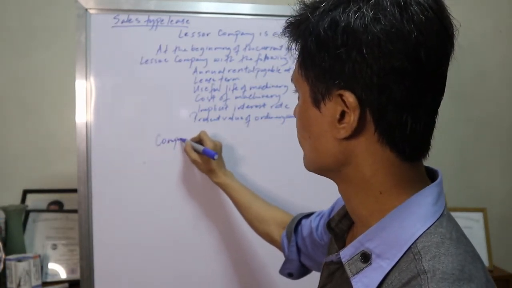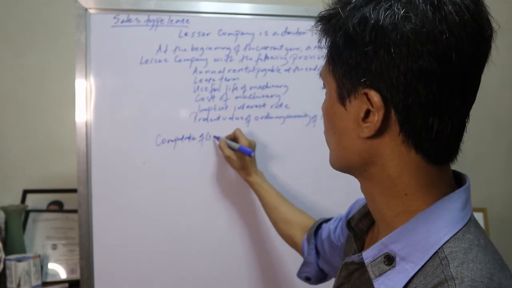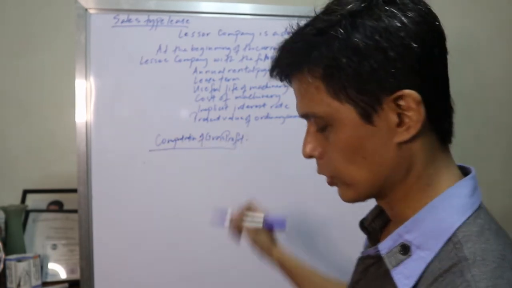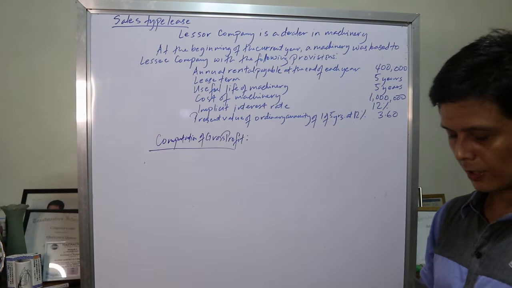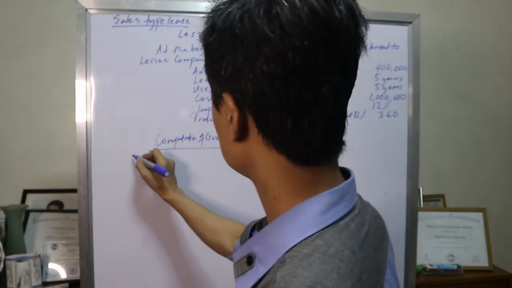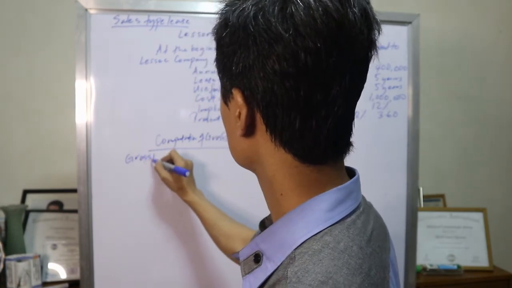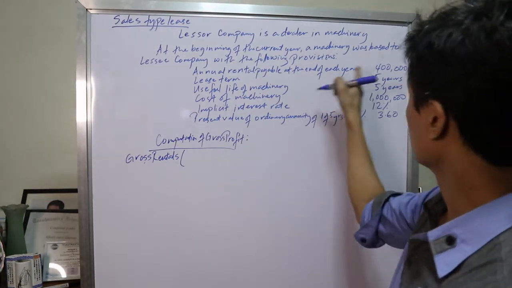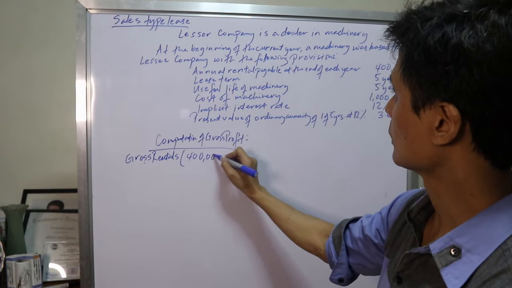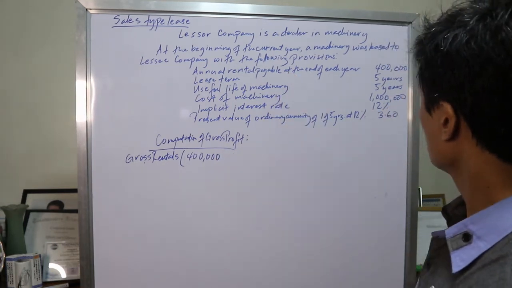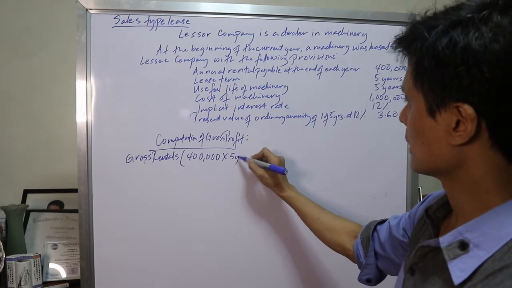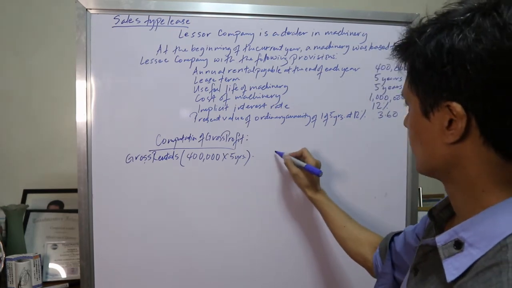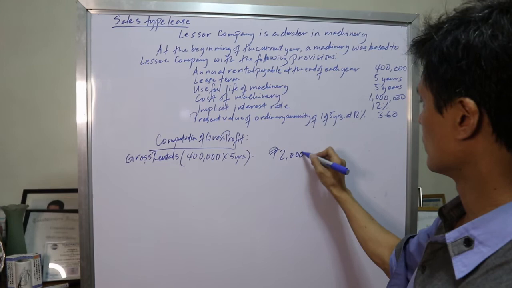Okay, so computation of gross profit. Let's start with the gross rentals. That would be 400,000, the annual rental, times 5 years. So that would be 2 million.